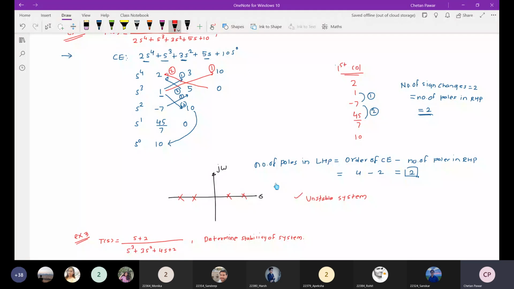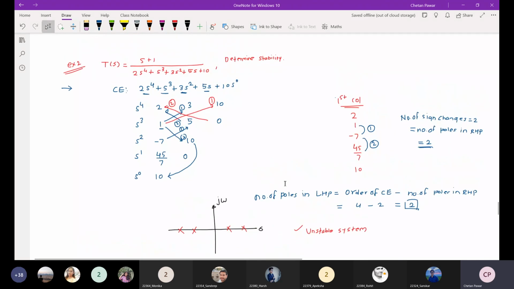Okay. So here you can see, even if we haven't found out the exact pole location, then also we are able to determine the stability of the system. So is this system stable or unstable by following this method? Okay. So this way, you can use a Routh table to determine the stability of any system. Okay, any control system.